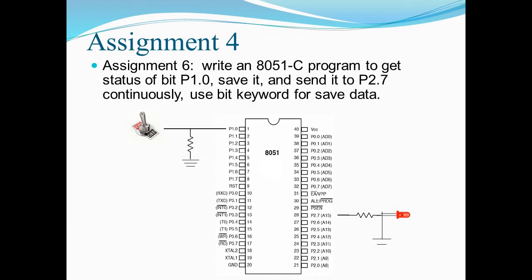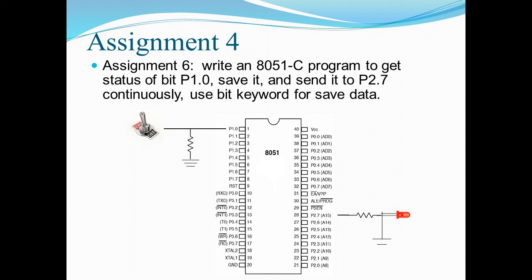Now let us go to assignment number 4. In assignment number 4, we have to look at the status of port 1.0. Here we are talking about port number 1 and line number 0. Then we have to save that status and send it to port 2.7. 2.7 means port number 2, line number 7.